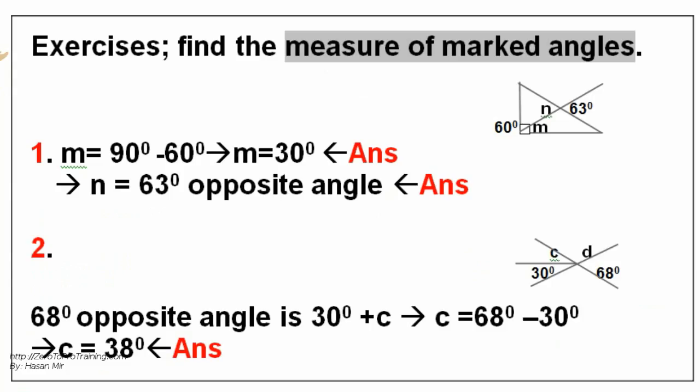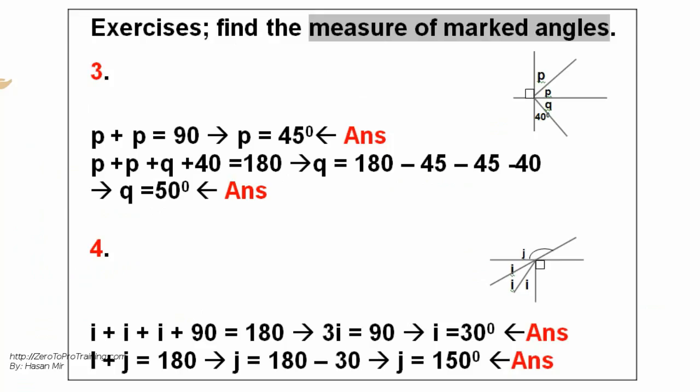Next, exercises, find marked angles of images in degrees. 1. M is 30 and N is 63, opposite angles. 2. C equals 38, opposite angle. Next, exercises 3 and 4, find measures of marked angles of images in degrees. 3. P equals 45 and Q equals 50, complementary. 4. I equals 30 and J equals 150, supplementary.